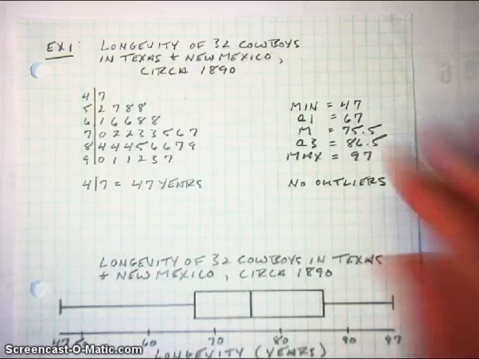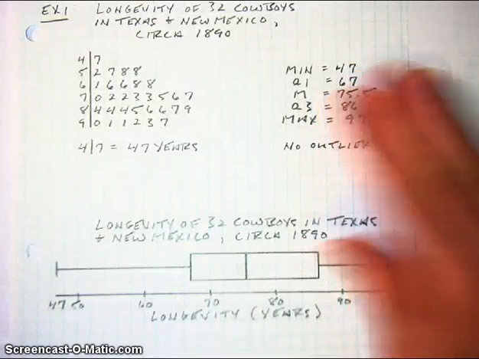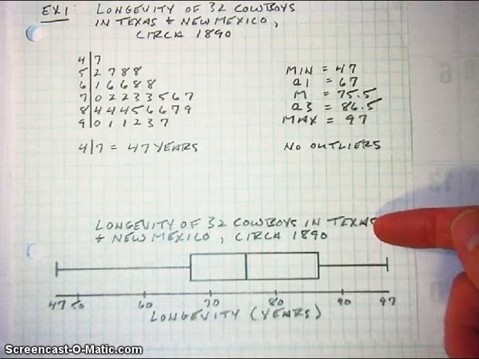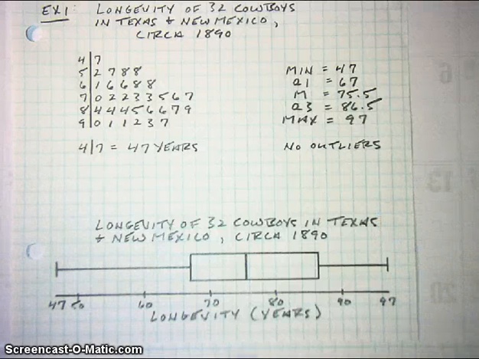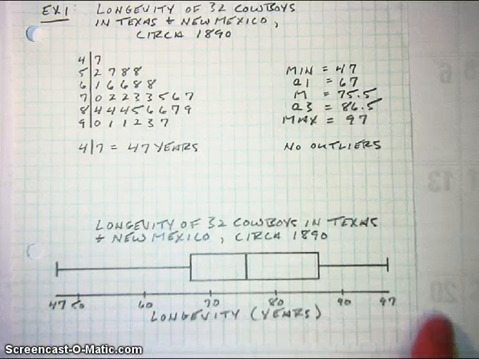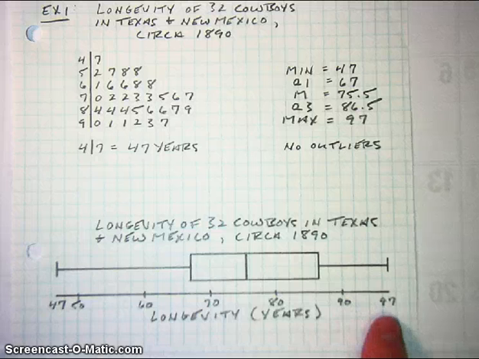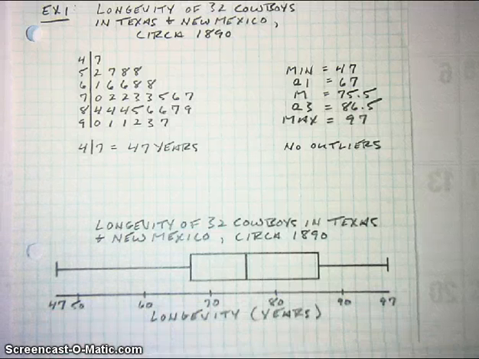Make sure you have a title. In this case, longevity of 32 cowboys in Texas and New Mexico circa 1890. Have an axis with a label. This is longevity measured in years. It extends from 47 years to 97 years. Those are our minimum and maximum values in our data.